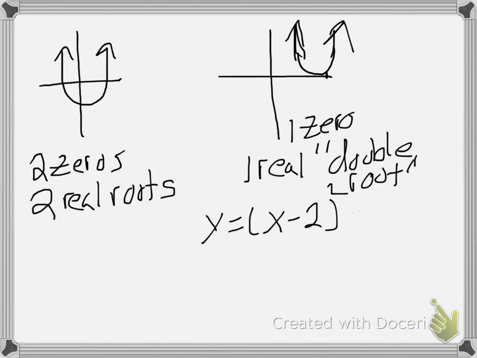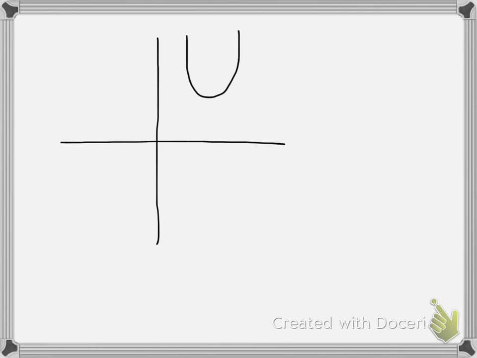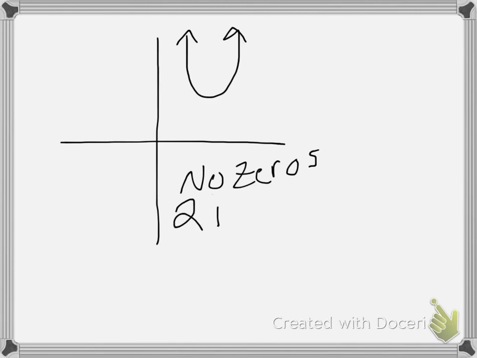The last possibility is to have 0 roots. So in that case, you have a function that clearly does not cross the x-axis at all. So in this case, we would have no zeros. And instead of real roots, since it doesn't cross the x-axis, we actually still have 2 roots, but it's 2 imaginary roots.